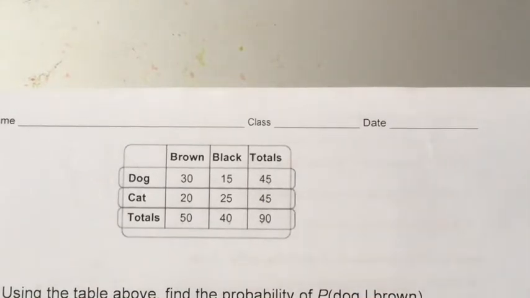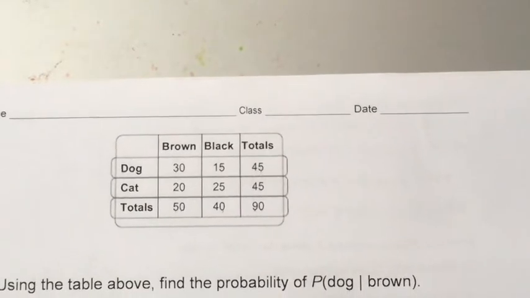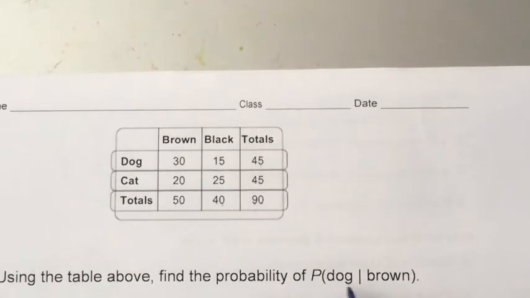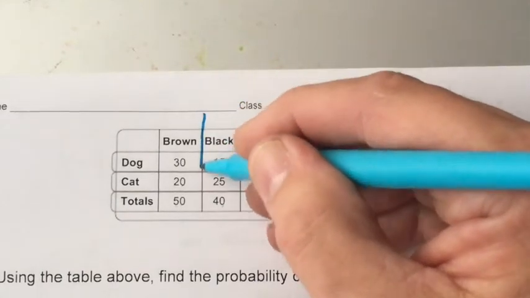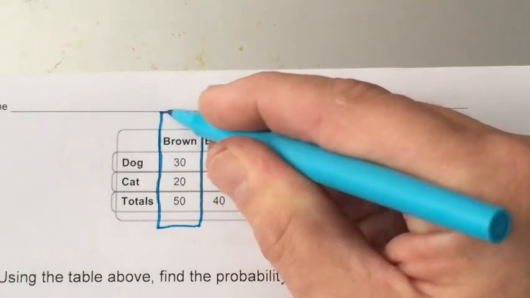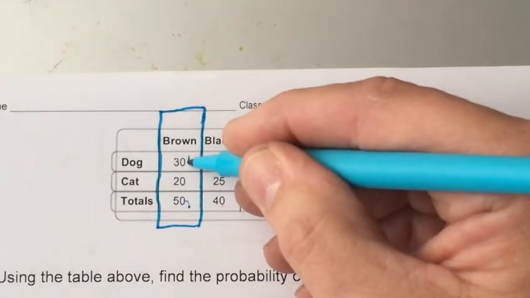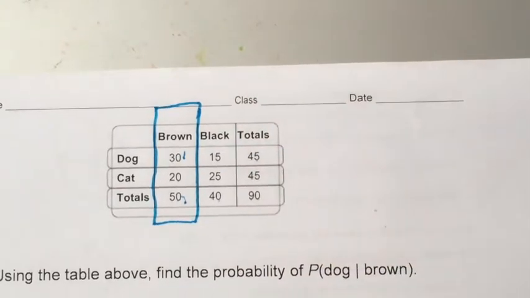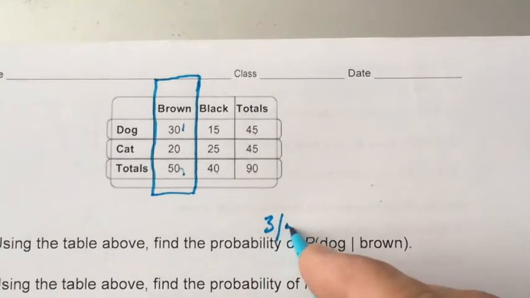So using the table above, find the probability that the animal that you pick is a dog given that it's brown. So this is what you're given. You got one of the brown animals. There are 50 of those. 30 of them are dogs. So the answer to this question is 3 out of 5.